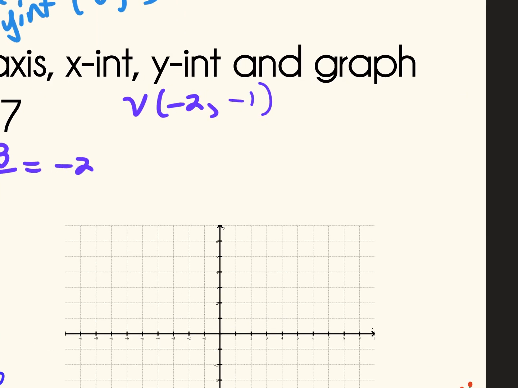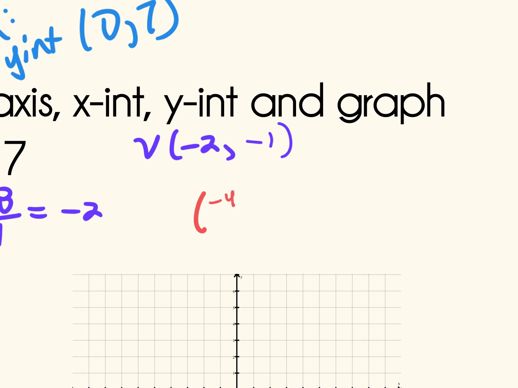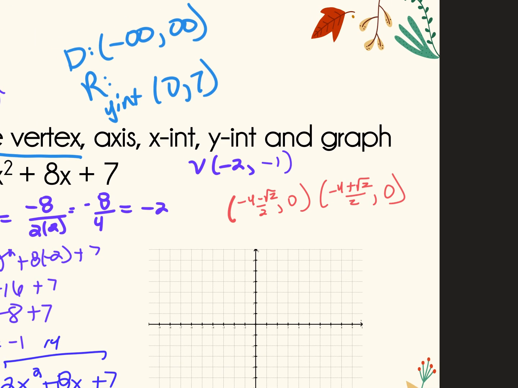So our x-intercepts are going to be at negative 4 minus the square root of 2 over 2, comma 0, and negative 4 plus the square root of 2 over 2, comma 0. All right, the hardest thing about this, guys, is figuring out where that is on a graph.